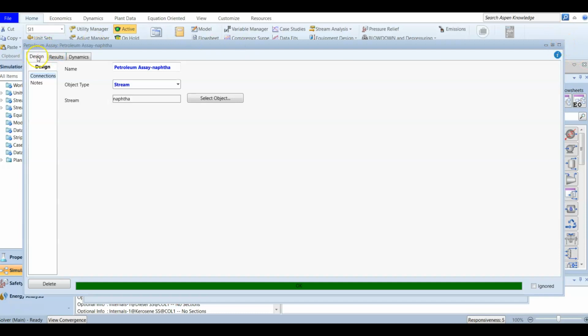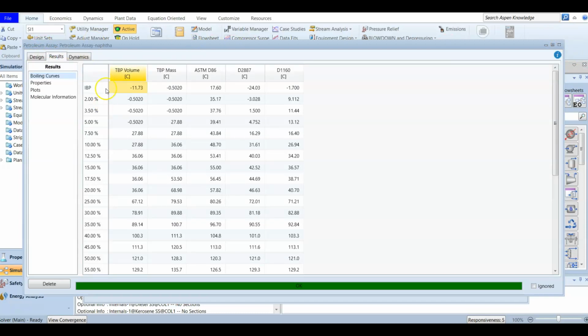Actually, here beside the design, you have a results page. This is the true boiling point volume in degrees Celsius. This is true boiling point mass, and D86. Actually, you need to search for these definitions if you don't know about ASTM analysis or different tests. Here you will find different values. Okay, so this is 2%. The one I was talking about was 5% and 95%. So these are the percents here in volume, here in mass.